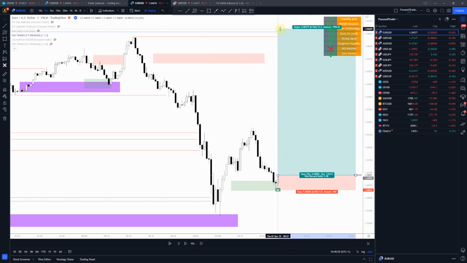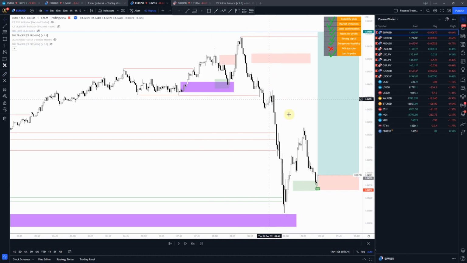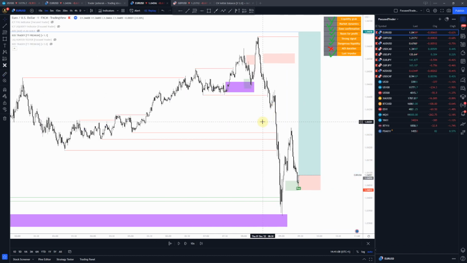So this will be my trade, this will be my goal, and immediately we have a 9.79 risk reward ratio there with a stop loss of 6 pips and a target of around 60. Okay, so let's see how it ends up.